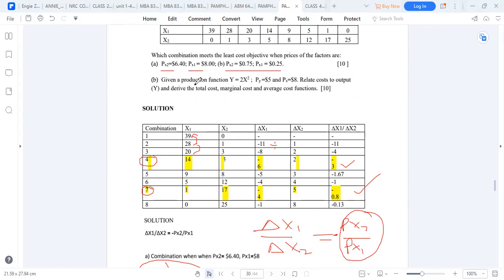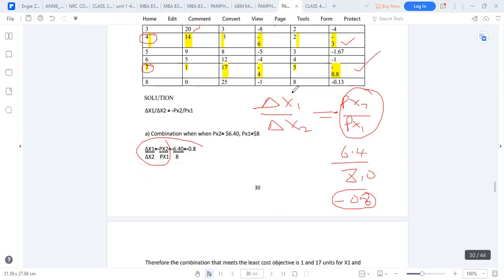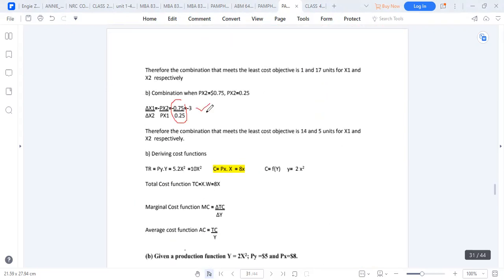So part B, given the production output, the price of Y is 5 kwacha, the price of X is 8 kwacha. We are asked to relate costs to output and derive the total cost, marginal cost, and average cost function. This is just calculus. We want to derive the functions. So we know that total revenue is equal to what? Price times quantity.